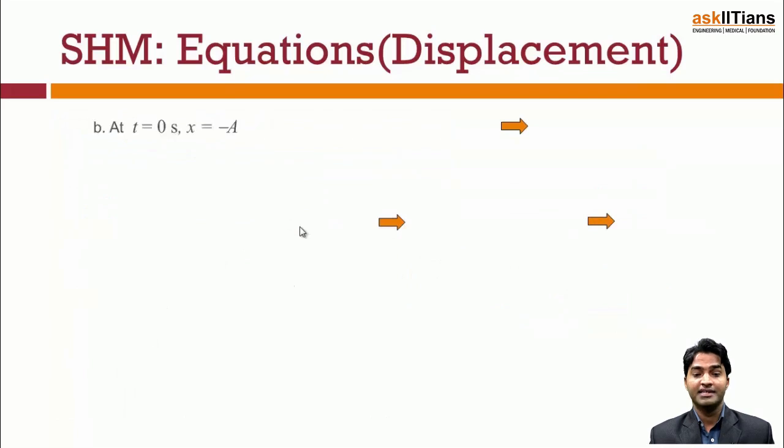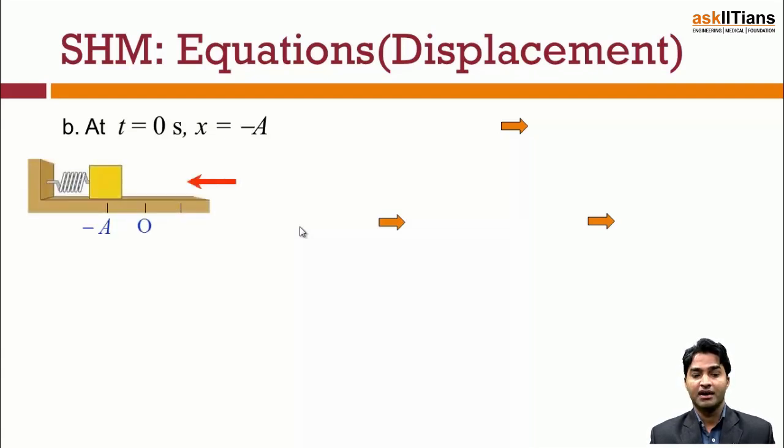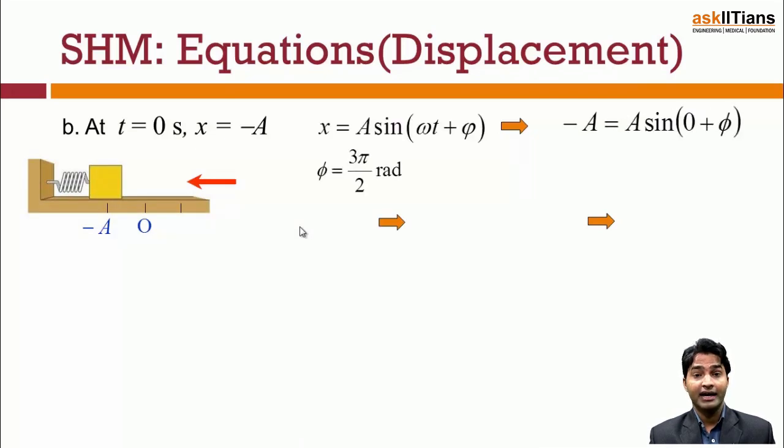Second part, we will discuss when t equal to 0, if it starts its motion from the compressed situation, if a spring is already at compressed situation at t equal to 0, its amplitude is x is equal to minus a. So x is equal to a sine omega t plus phi, and in this case, as the amplitude is minimum, that is minus a, the phase angle we are getting is phi equal to 3 pi by 2. So it is the case of leading.